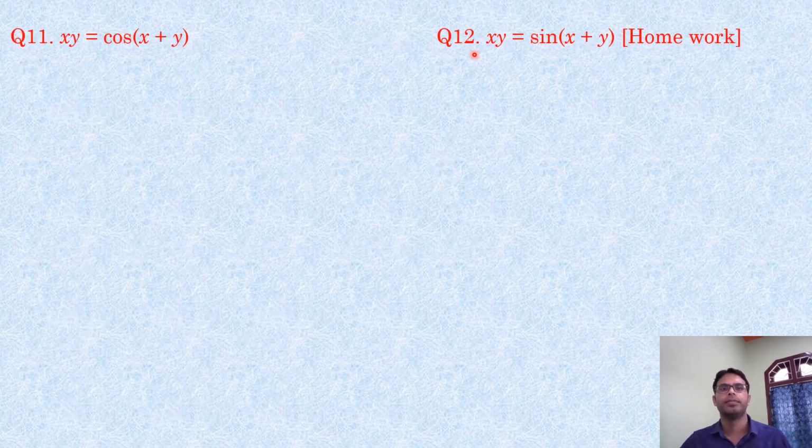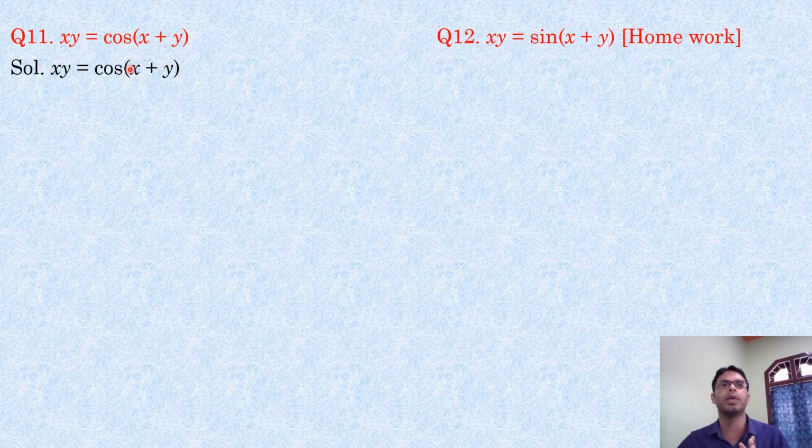Again these two questions, I am taking these two questions, and this is homework for you. I will solve this question for you. So xy is equal to cos of x plus y. Here product rule will apply because x into y is there, so product rule apply, and cos function derivative you know, and there will be chain rule because cos of x is the primary function, but here it is not cos x, it is cos of x plus y.